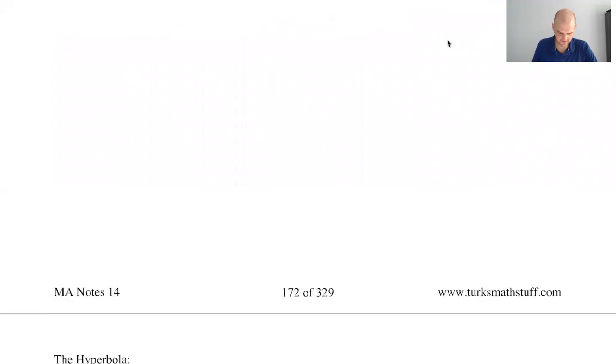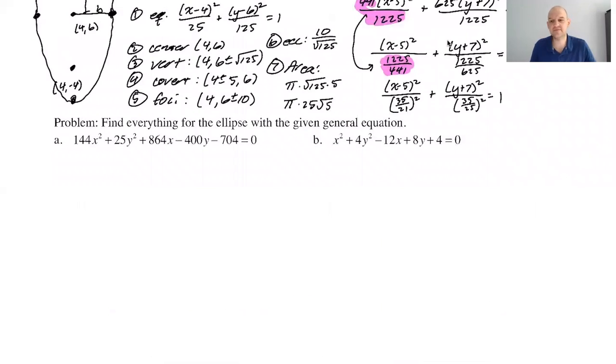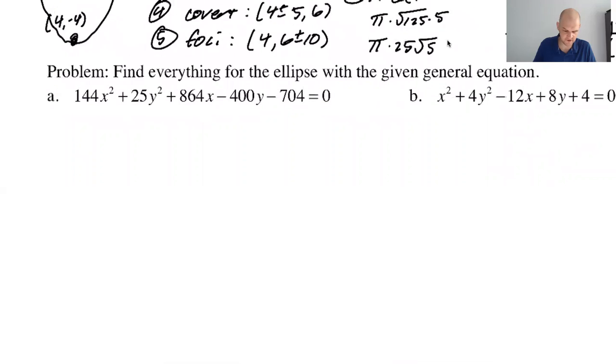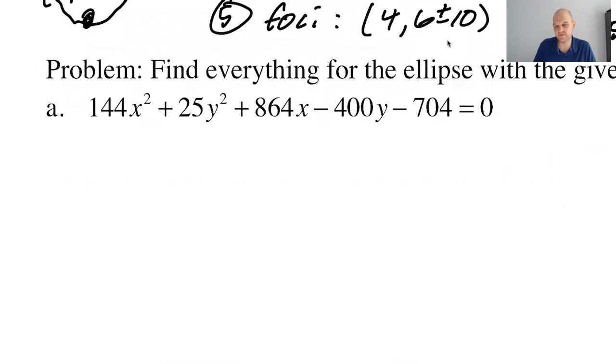All right, we're back. We're still on page 172, it looks like. And we are going to try to find everything for an ellipse with a given general equation. So all of these problems start with completing the square, and you want to make sure you're right on that. I've been wrong a couple of times. That's always satisfying. So let's see how this goes.